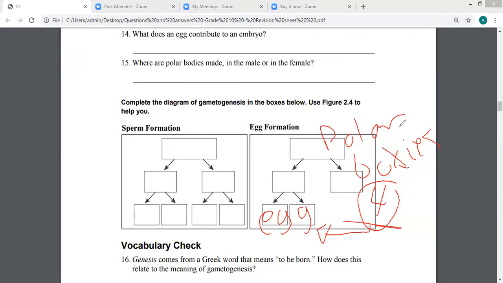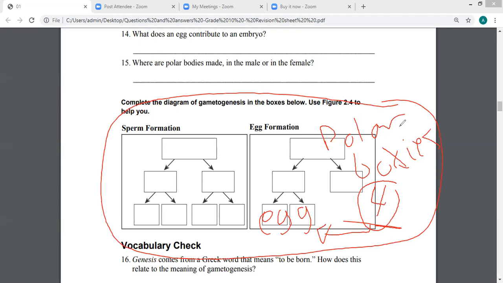Okay, listen to me. This figure explains the formation of gametes, the gametogenesis, inside the persons, whether male or female. It does not explain the fertilization process. I'm confused. Okay, listen to me. This figure is not related to fertilization. It is related to the formation of gametes inside male and female before fertilization.